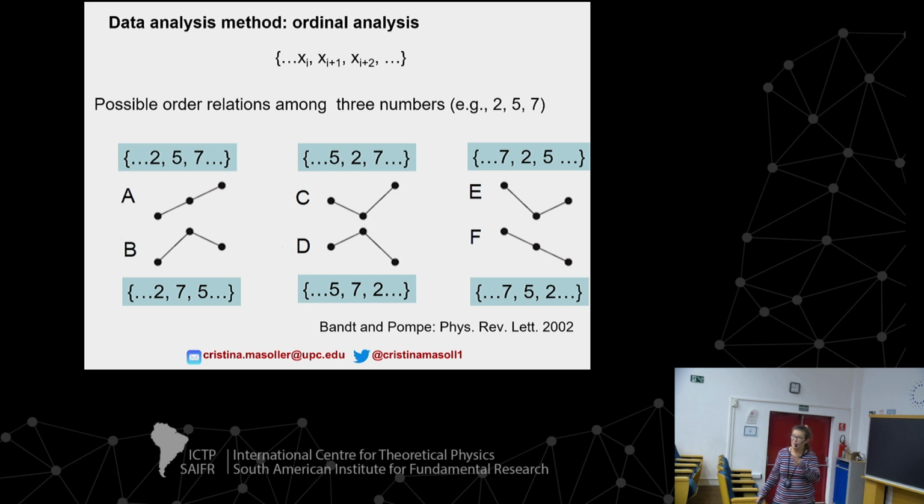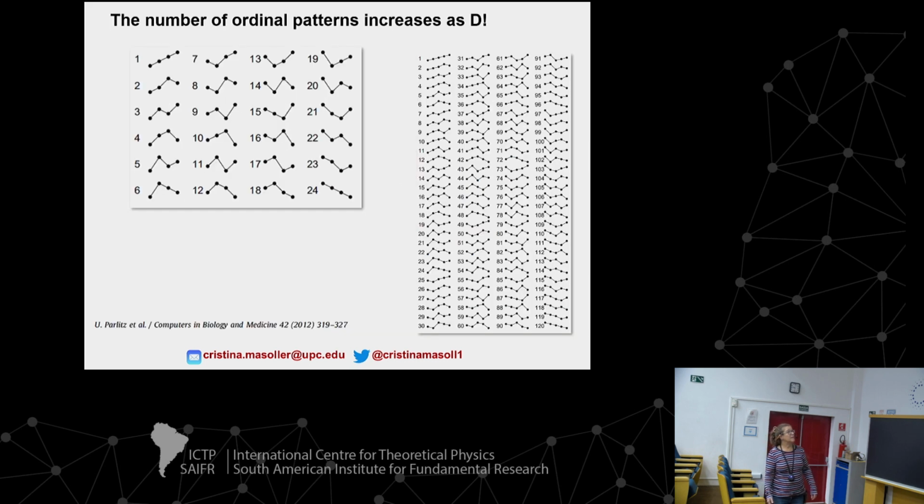So with three numbers, we have 6 possibilities, and the main idea is to look at these patterns without worrying about the actual numbers, just about the type of oscillation that you have, if there is an oscillation or a trend. We don't care whether it's a 7 or a 70. The pattern is the same. The idea is to calculate the probabilities of occurrence. Of course, if we consider patterns with more data points, we have more possibilities.